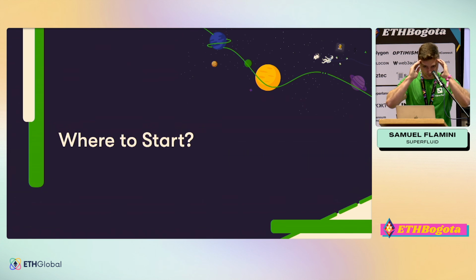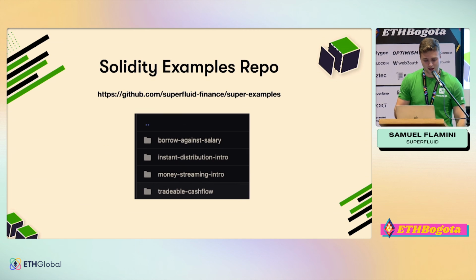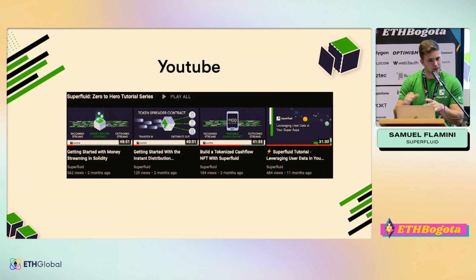Finally, what I want to leave you with is where to start. If you leave here and you're curious about Superfluid, where do I go next? Well, the first place is those SDK examples inside of our docs. Go to our docs, constant flow agreement, front-end examples. The second place is our Solidity examples repo. Look up Superfluid Finance on GitHub and look for super examples. And I'd also recommend YouTube for a lot of tutorials, more in-depth stuff.